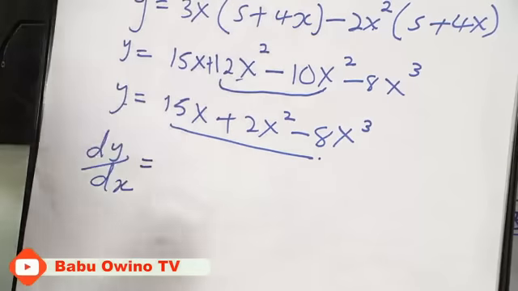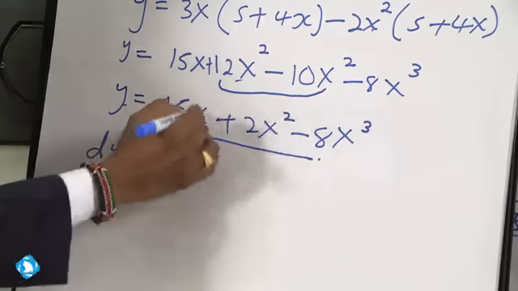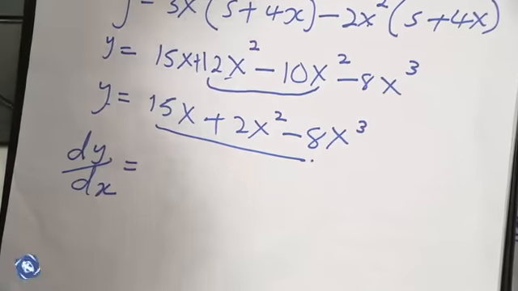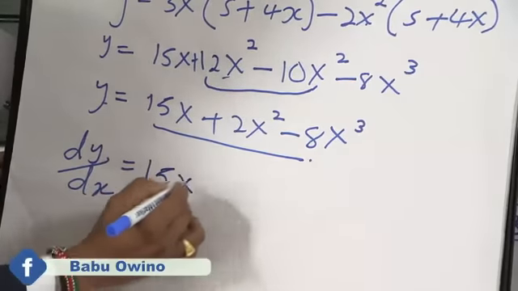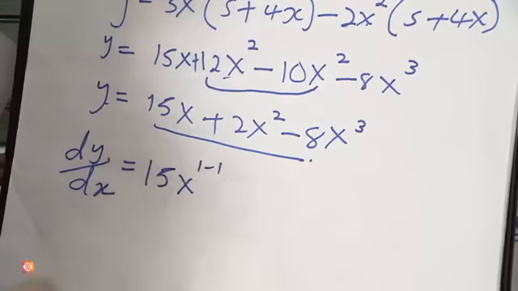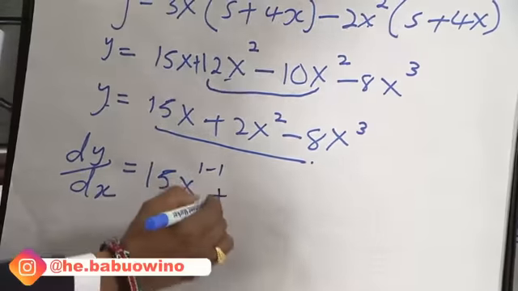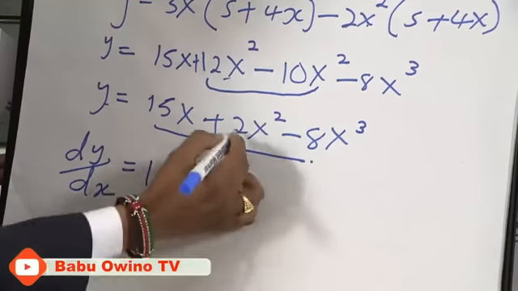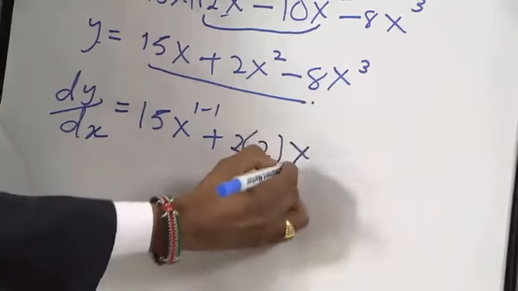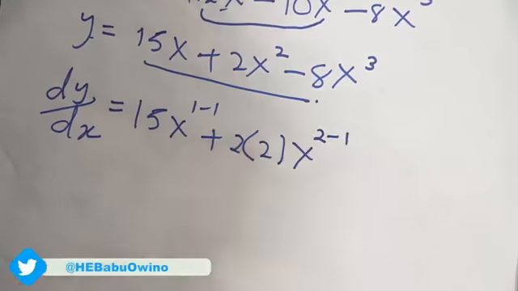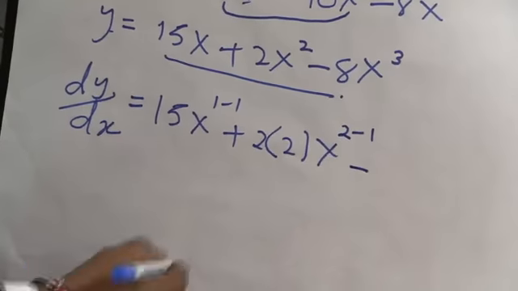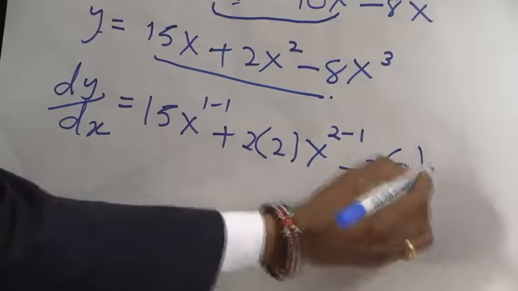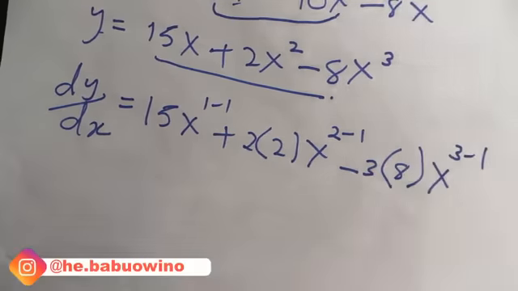Now when we want to differentiate, we'll differentiate every part that we have here. So we will first start by differentiating 15x. In differentiating 15x, we have 15x, then x is raised to power 1, you subtract 1. Then plus 2x squared differentiated, you drop down the power 2, multiply by the constant 2, then we have x, 2, you subtract 1. Minus, drop down power 3, multiply by 8, x cubed, you subtract 1.